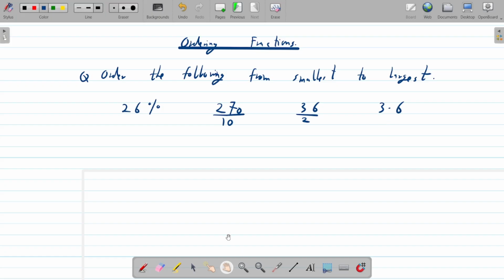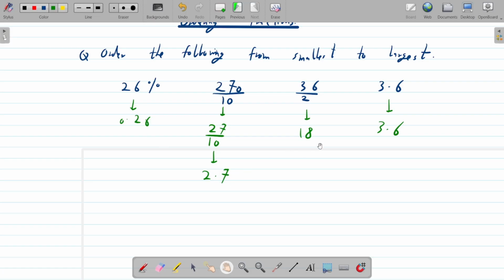In the question, you're going to be given different forms of a fraction. They're going to be given percentages, they're going to be given decimals. You have to first convert them all into the same form. So 26% would simply be 0.26. Then you have 270 by 10. If we take away the zeros, that's 27 by 1, and that would be 27. 36 by 2 is going to give me 18. And the last one, 3.6, is simply 3.6. Now, when we have all of them in decimal form, we can see we have 0.26, 27, 18, 3.6.